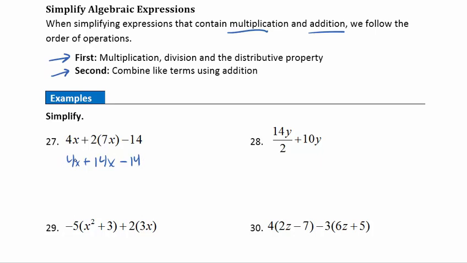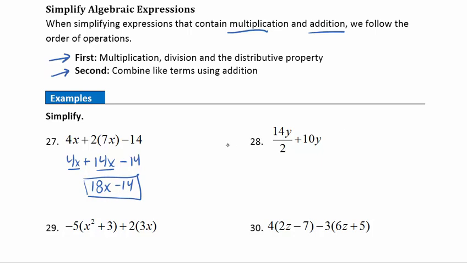Once I'm done with the multiplication that I can do, I'm going to look to combine my like terms. And notice I have a 4x and a 14x. So I'd combine that together to get 18x, and then I bring down the minus 14. So there's my final simplified answer for that expression.